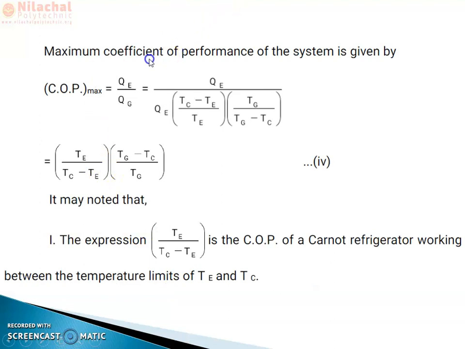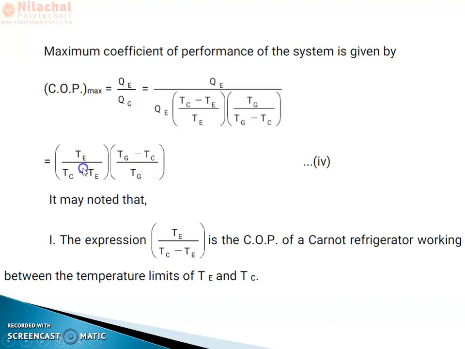So we can write the maximum coefficient of performance of the system, COP max, is equal to output by input. You are getting the output from the evaporator and you are giving the input to the generator and the pump. But here you are neglecting the pump work. That's why you are writing Qe by Qg. So Qe you keep as Qe, and for Qg, you have just now calculated Qg is equal to Qe into (Tc minus Te) by Te into Tg by (Tg minus Tc). So Qe gets cancelled. We will get Te by (Tc minus Te) into (Tg minus Tc) by Tg.